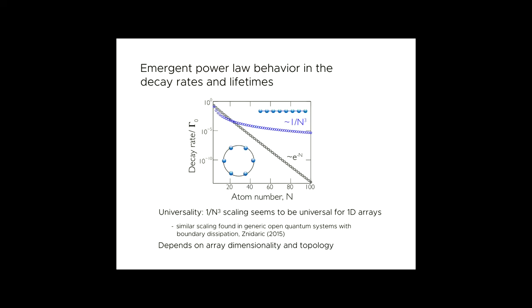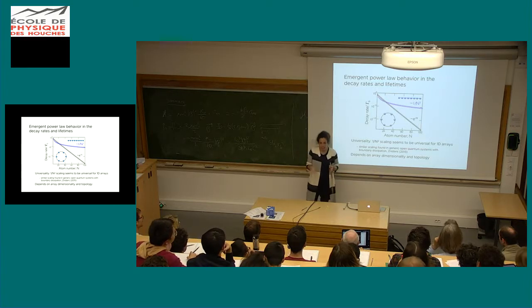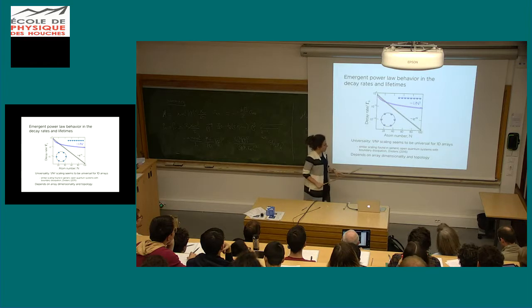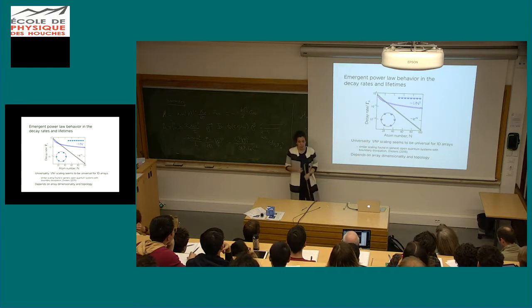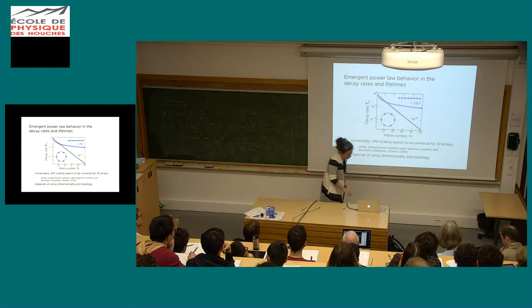So in reality, these decay rates are associated with the dimensionality of your array and with the topology. And this is very generic, so it happens for atoms in free space, but it also happens for superconducting qubits coupled to a transmission line. It's really a matter of having many atoms talking to each other in a non-trivial way.